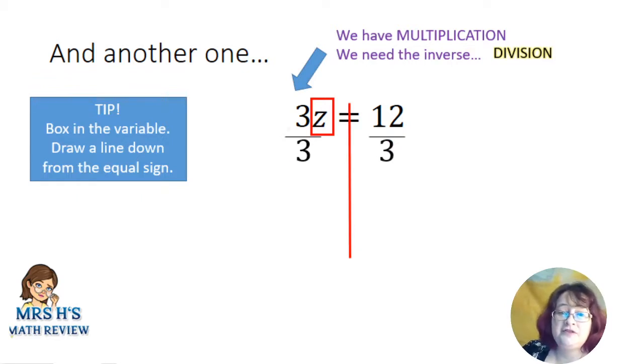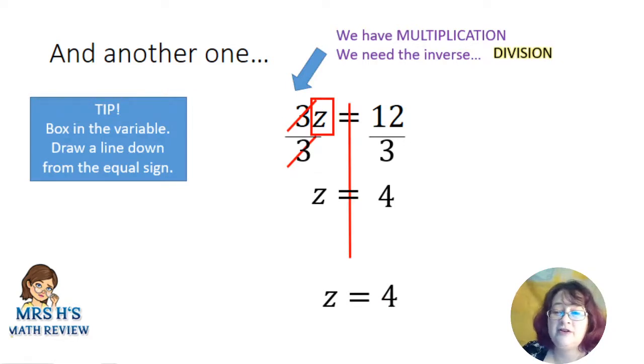So 3 over 3, that cancels. 1z is the same thing as z, so we just drop the 1. And then on the other side, 12 divided by 3 is 4. And then I bring down my z and my equal sign. z is by itself, so we are done. We have our answer. Alright, the only one we haven't covered is division.